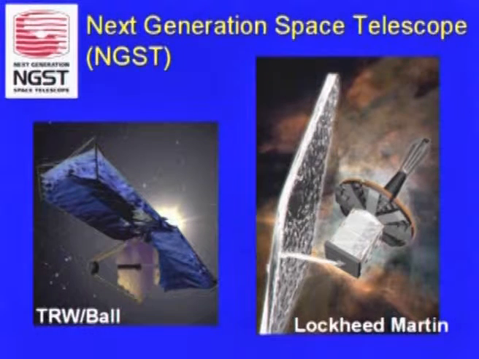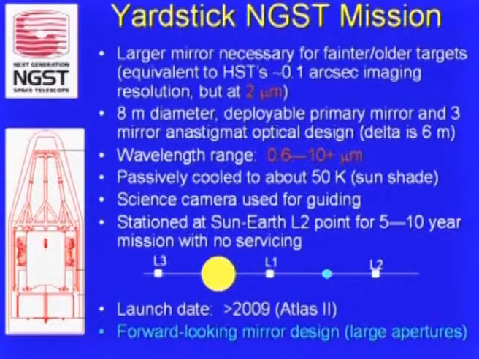Very open architecture, with a large, deployable, segmented mirror for the primary mirror. It has to be deployable because we don't have a launch vehicle with a shroud big enough for a 6 or 8 meter diameter mirror. Number one, we need a larger mirror to see these fainter, thus older targets. And the optical design is optimized for Hubble-type resolution at 2 microns.